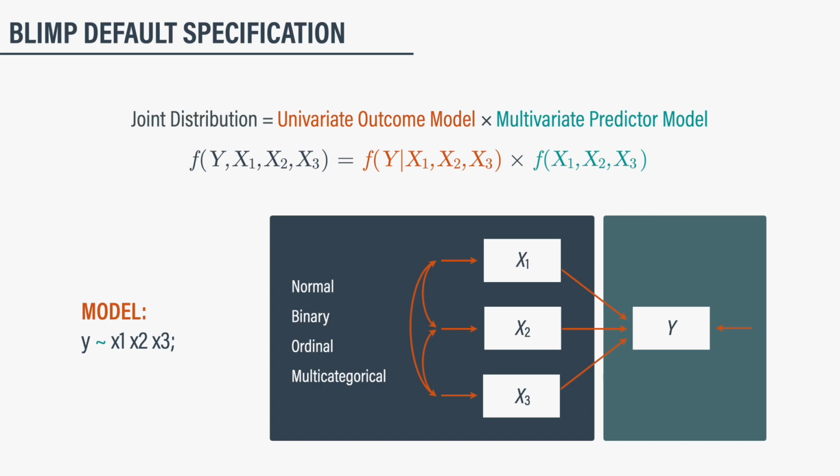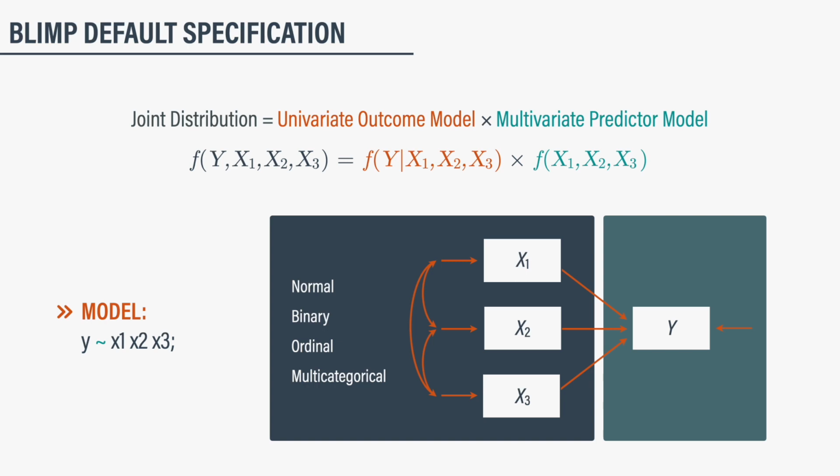The path diagram shows that the factorization is splitting the model into 2 parts, one for the outcome and one for the predictors. The code on the left side of the screen shows how to specify the model using the model command.